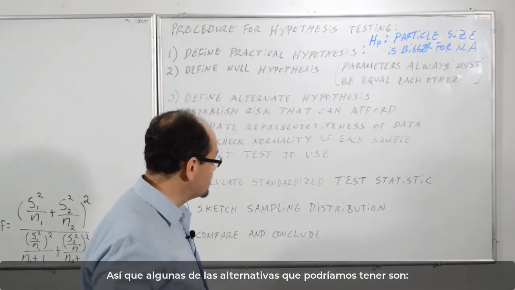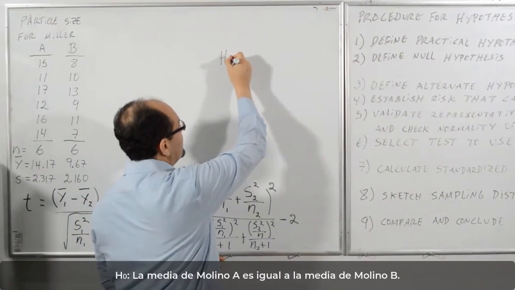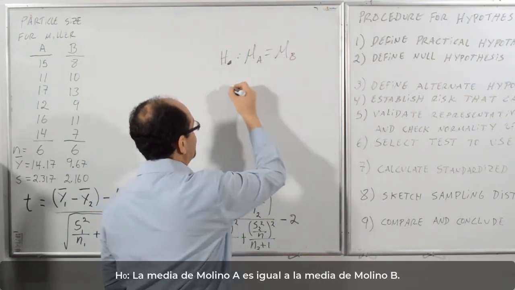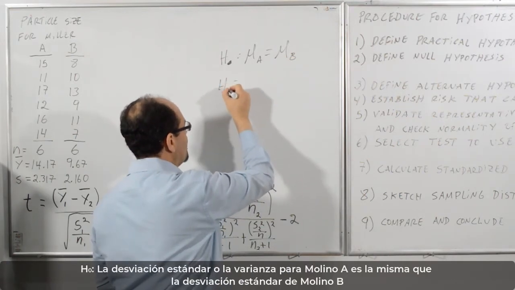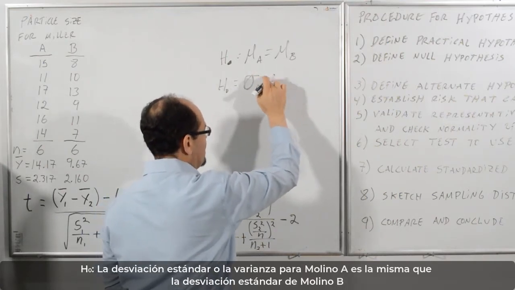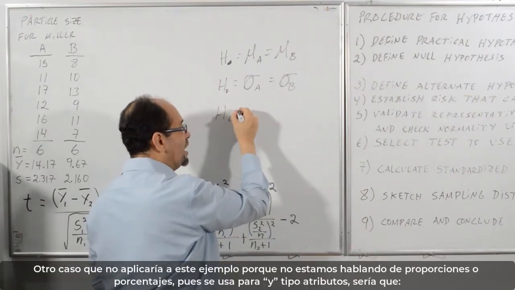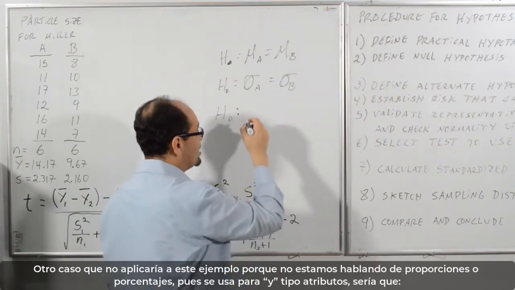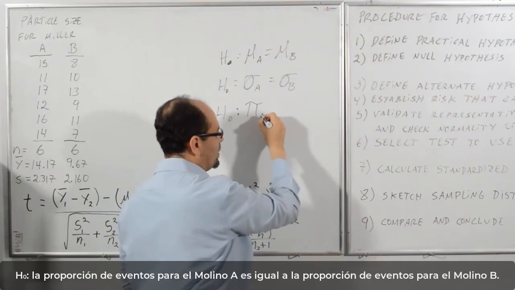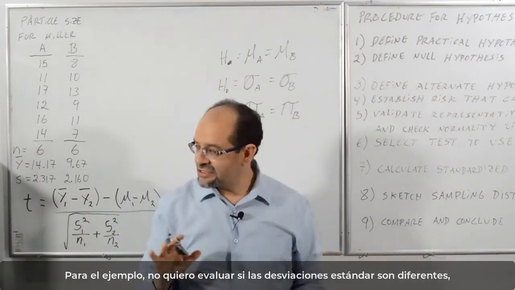So some of the options that we may have are, for instance, that the null hypothesis is that the mean for Miller A is equal to the mean for Miller B. Or we can have that the null hypothesis is that the standard deviation, or the variance, for Miller A, let's use standard deviation, is the same as the standard deviation for Miller B. Or for instance, and this is not the case because we are not talking about proportions or percentages, but this is used for attributes, the proportion of events for Miller A is equal to the proportion of events for Miller B.